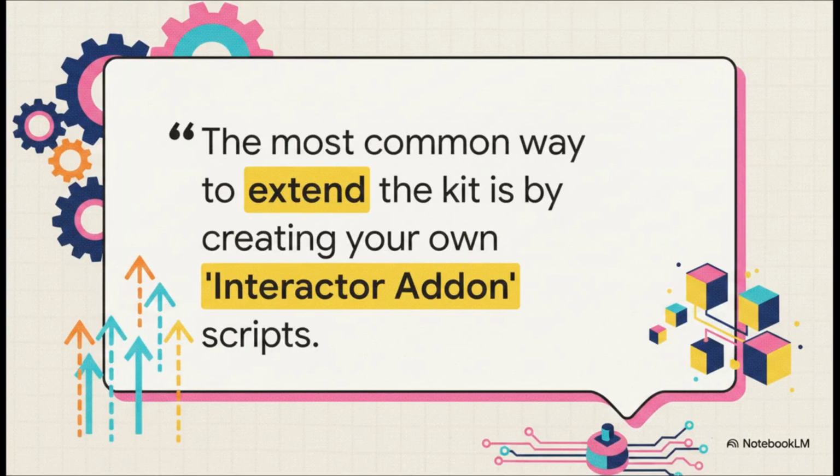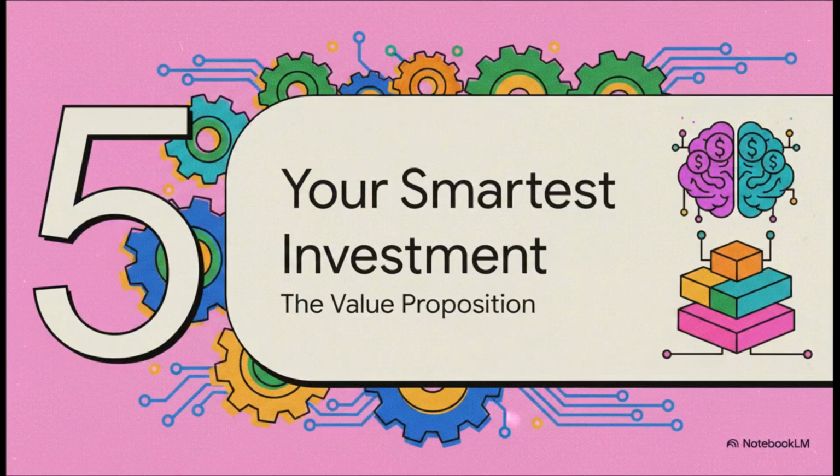Now here's the best part, the most empowering part. The kit is powerful on its own for sure, but it was designed from the ground up to be extended. You're not locked in. The best way to add your game's totally unique mechanics is to just create your own little interactor add-on scripts. This thing is a foundation for you to build on top of. So when you put all of this together, the performance, the architecture, the flexibility, you start to realize this isn't just another tool. It's probably your smartest investment.